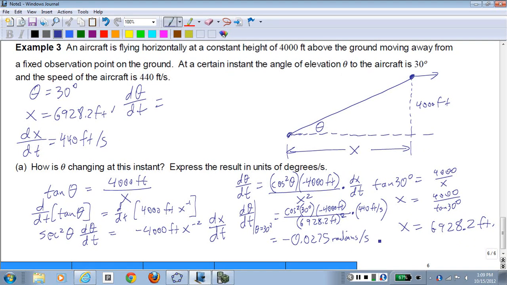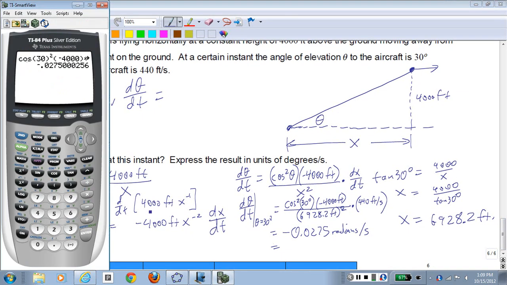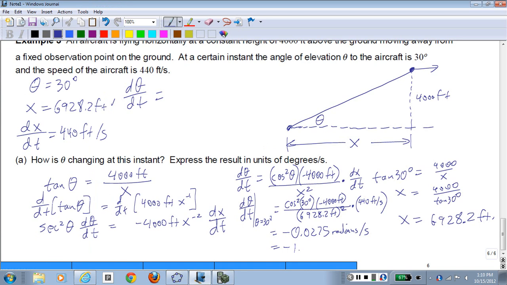So to convert to degrees per second, we'd need to multiply by, well, I'm thinking in this case 180 over pi. It's kind of like we need to multiply by about 57, and then we'll have degrees per second. Times 180 divided by pi. So negative 1.58 degrees per second. That's what we're looking at.